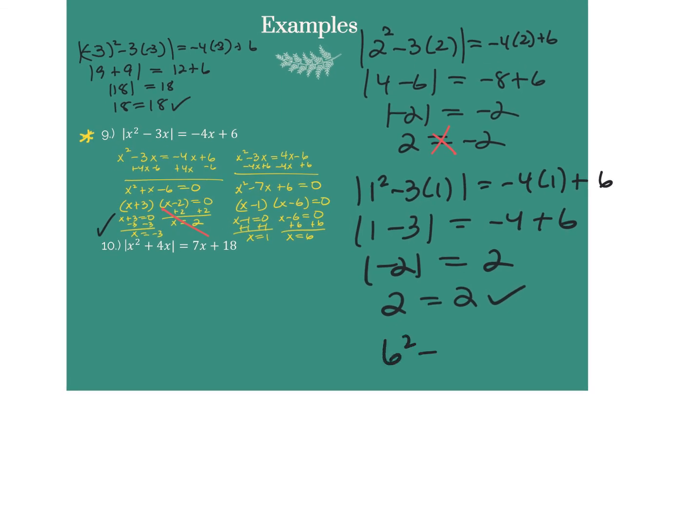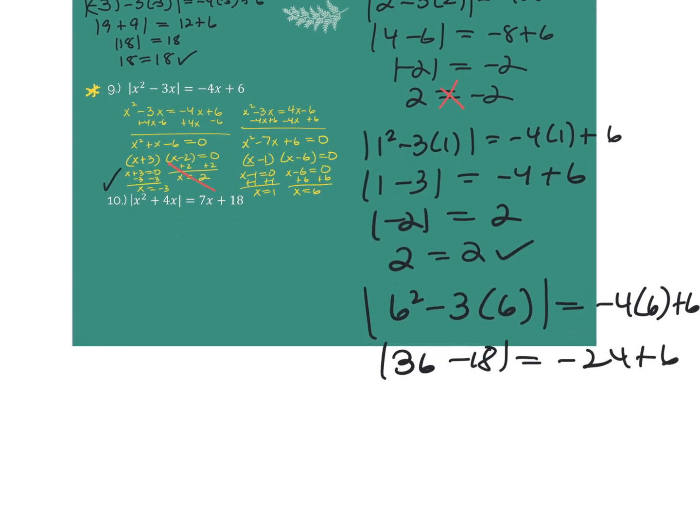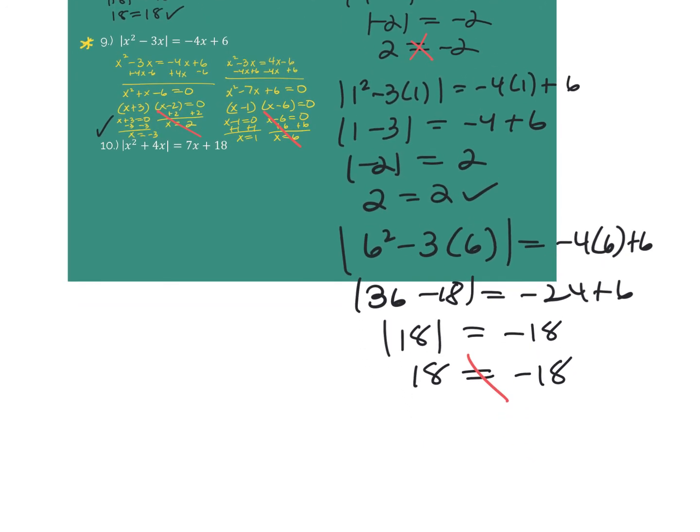And then the last one, let's plug in 6. 6 squared minus 3 times 6 in bars equals negative 4 times 6 plus 6. 36 minus 18, negative 24 plus 6. 18, negative 18. 18 does not equal negative 18, so this answer is out. So the only answers here are x equals negative 3 and x equals 1.